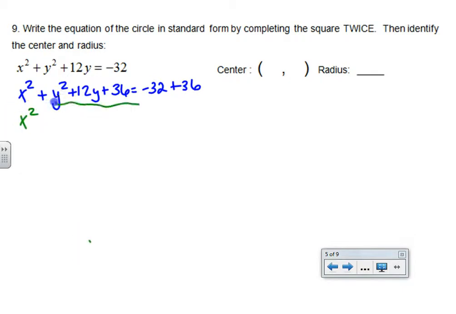rewrite this perfect trinomial as the square of a binomial. So y and then half of b is plus 6 squared. Negative 32 plus 36 is 4. So I can identify my center as being at 0, and then negative 6 for the k, and the radius is the square root of 4, which is a 2.